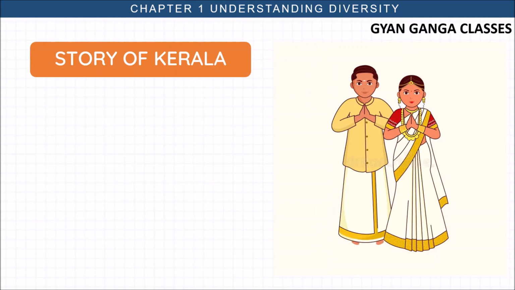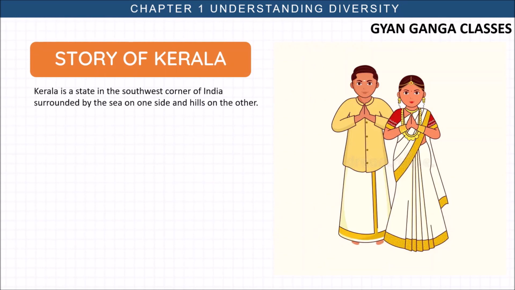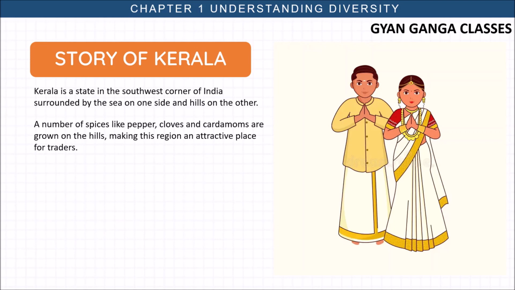Now we learn about the story of Kerala. We learned about the state in the north, and now we'll learn about the state in the southwest corner of India. It is cornered by sea on one side and hills on the other. See its geographical location: in the earlier one, what was all around? Hills and mountains. Here, on one side there are hills and on the other side there is the sea.